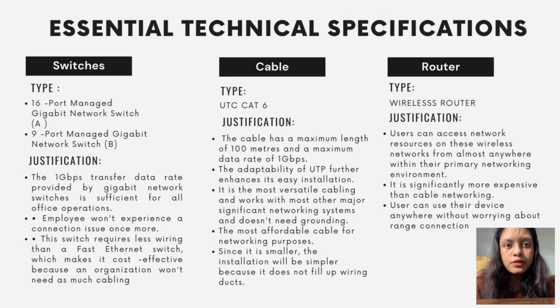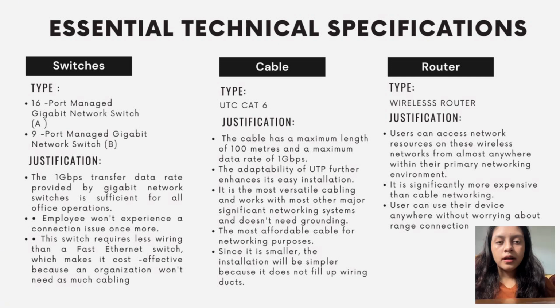The justification for the switches that we use is that the 1 Gbps data transfer rate provided by gigabit network switches is sufficient for all office operations. Employees won't experience connection issues anymore. This switch requires less wiring than a fast Ethernet switch, which makes it cost effective because an organization won't need as much cabling.